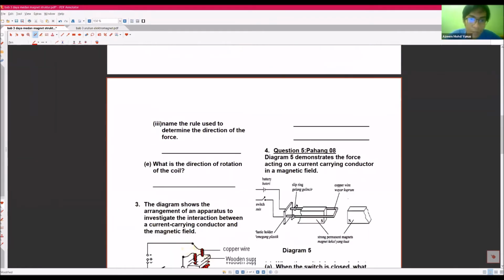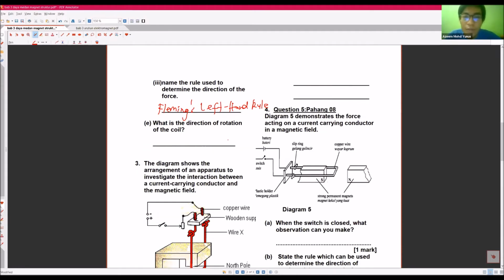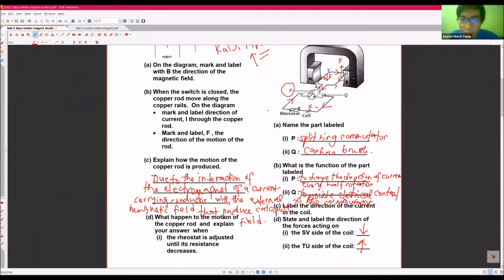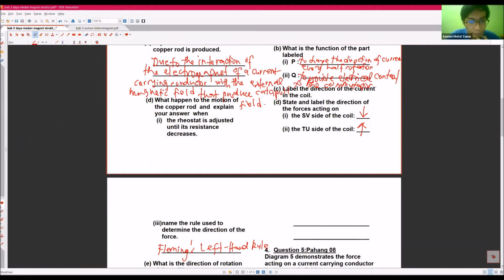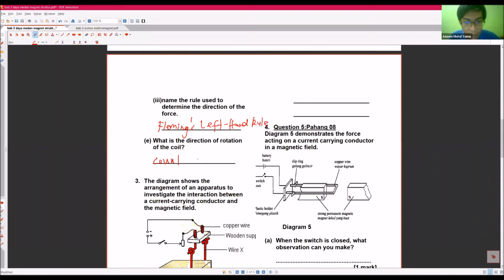So number 3, name the rule used to determine the direction of the force. Make sure that you spell Fleming's correctly, and it has an apostrophe. What is the direction of rotation of the coil? You can see this one is downward, this one is upward, so it rotates like this. So it's counterclockwise.